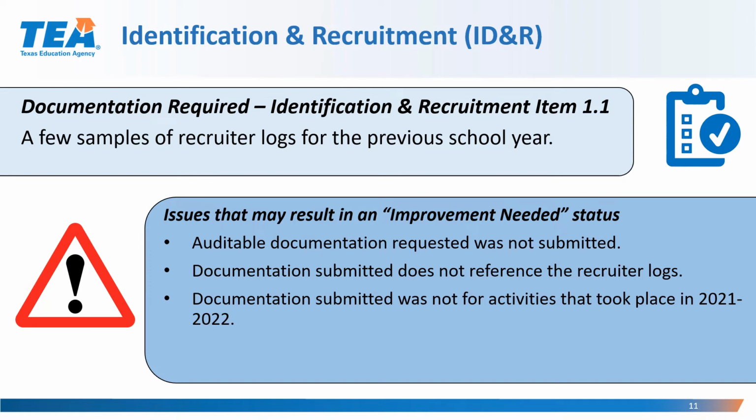Issues that may result in an improvement needed status: auditable documentation requested was not submitted; documentation submitted does not reference the recruiter logs; documentation submitted was not for activities that took place in 2021-2022.